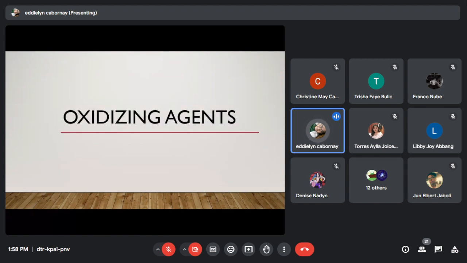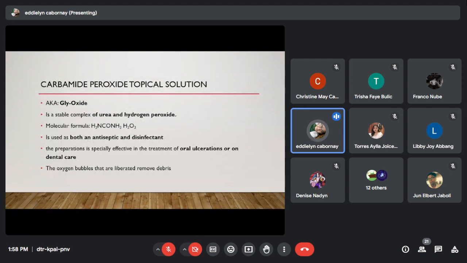So let's go to oxidizing agents. So we have carbamide peroxide, topical solution. The other term is glyoxide. So it is a stable complex of urea and hydrogen peroxide. So we have there the molecular formula. So it is used as both antiseptic and disinfectant. So the preparation is especially effective in the treatment of oral ulcerations and dental care. So the oxygen bubbles that are liberated remove debris.